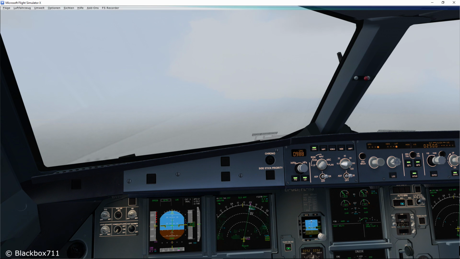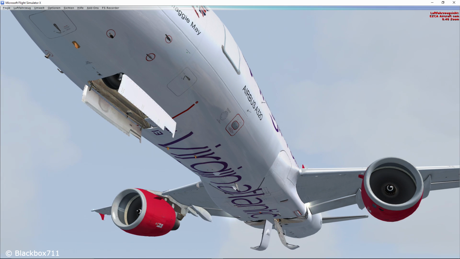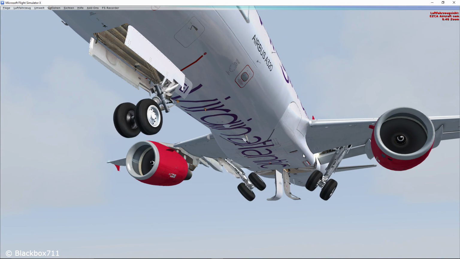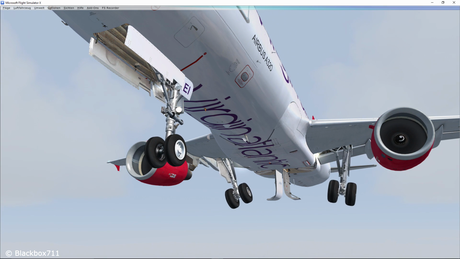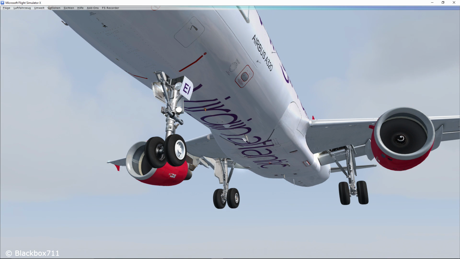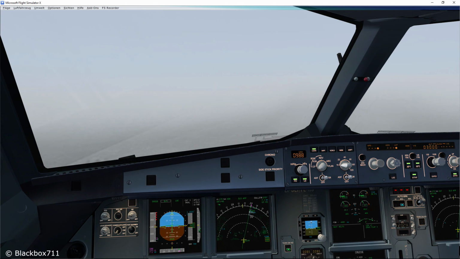Flaps 2, glide slope star, and gear down. Go around altitude 3000 feet set. Flaps 3.